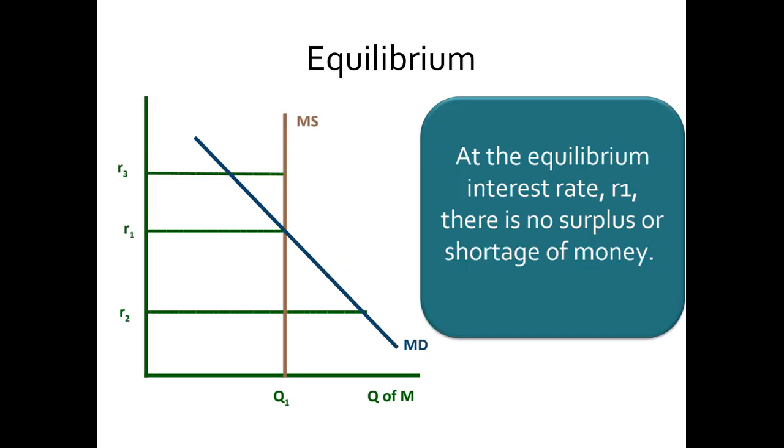Now, once we have total demand for money and total supply of money, we can easily find equilibrium price of money, that is equilibrium interest rate. So at the equilibrium interest rate, you can see at R1, there's no surplus or shortage of money in the money market. So whatever is being supplied by the central bank is demanded by consumers, right? Either for transaction purposes or for asset demand for money.